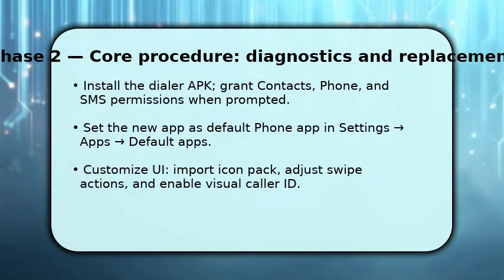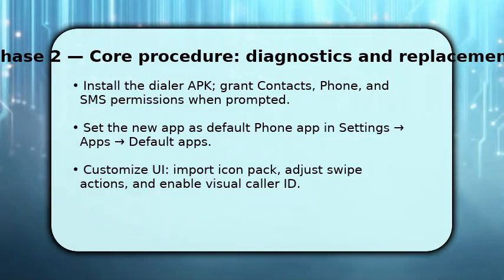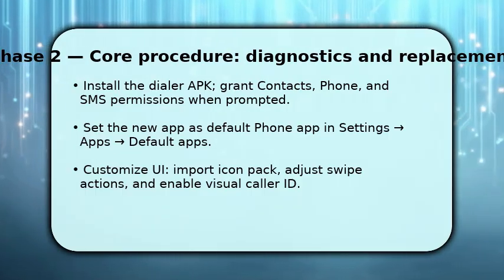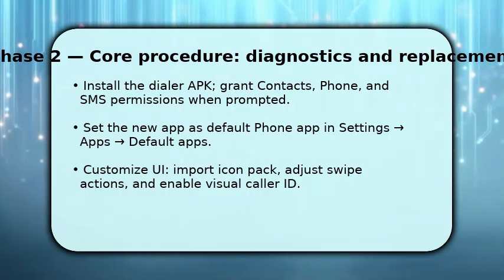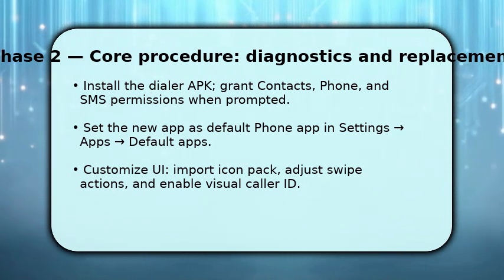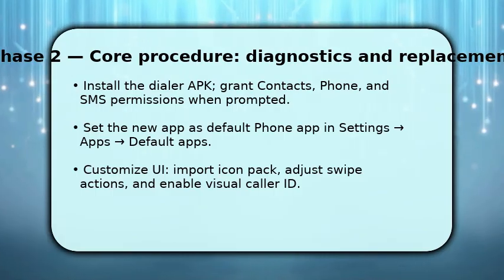Then, open the app and import the iOS Style Icon Pack, enable edge swipe gestures, and tweak T9 search behavior for faster dialing. Make sure to sync contacts and test incoming call display to confirm full integration. This explains why permissions matter.